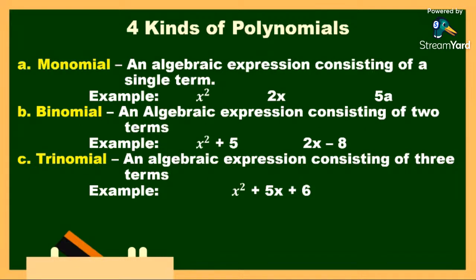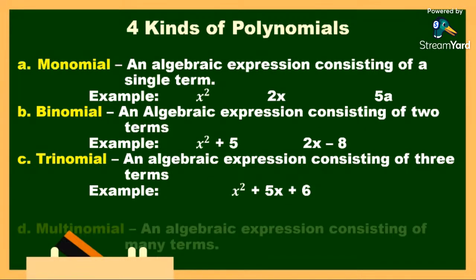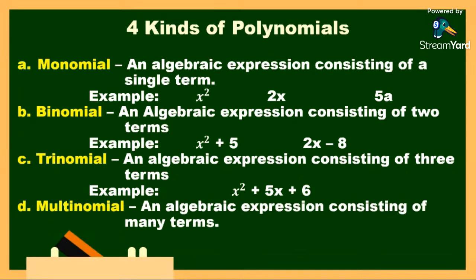And the last kind of polynomial is multinomial. It is an algebraic expression consisting of many terms. So dito sa multinomial, it has many terms. Hindi lang siya tatlong terms, kundi marami pa. For example, x cubed plus x squared minus x plus 2.